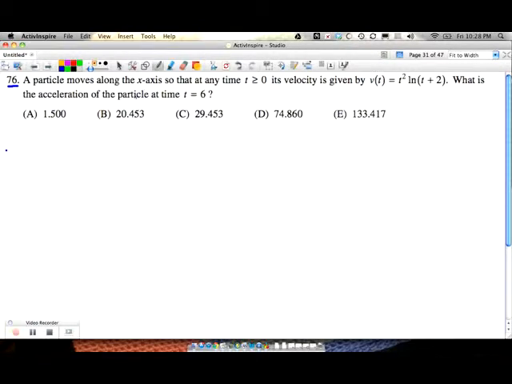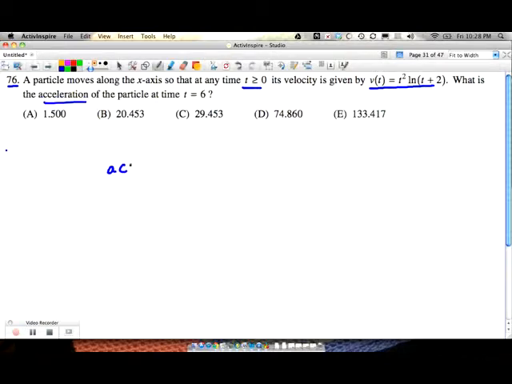So this says question number 76. They numbered it a little bit differently, but it still kind of goes in numerical order. But we're starting with 76. A particle moves along the x-axis so that at any time t greater than or equal to 0, velocity is given by this. What is the acceleration of the particle at time t equals 6?